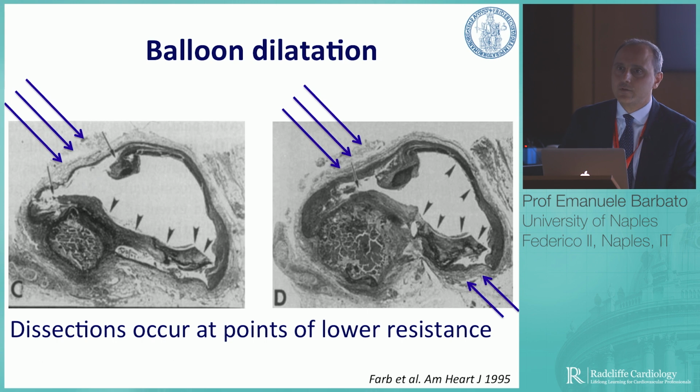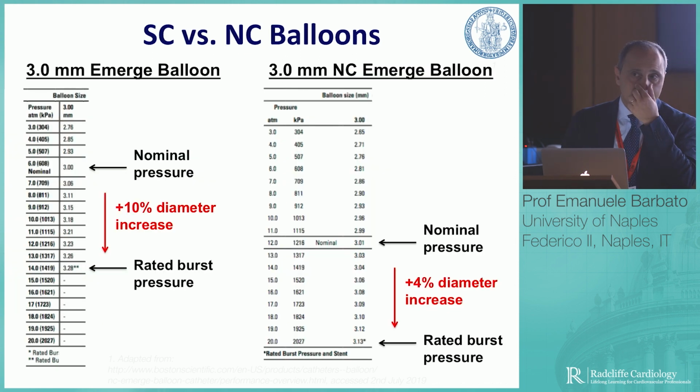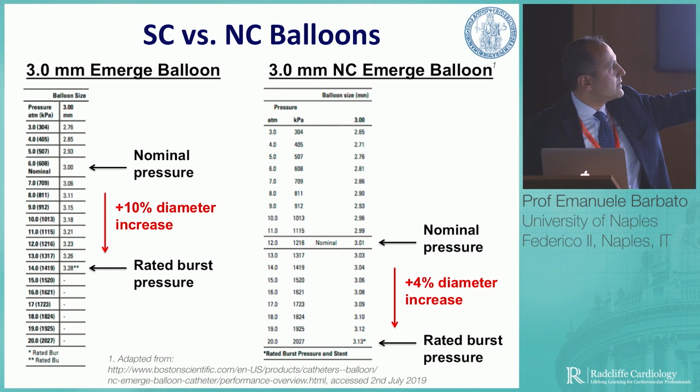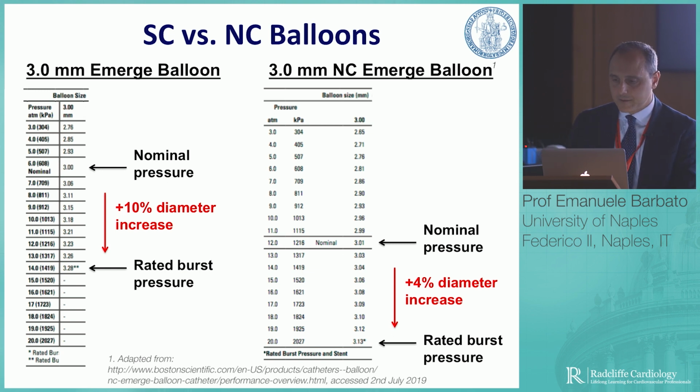That is why when we use semi-compliant balloon, the chances that the balloon will grow in diameter is much higher than with non-compliant balloon. And if it grows not where you want, not where the most calcified part of the vessel is, that is why you might have a higher chance of vessel rupture by using semi-compliant balloon. This is just to remind you of the difference between nominal pressure and rated burst pressure, between semi-compliant balloon on the left and non-compliant balloon on the right. Here you can increase up to 10% in diameter, while if you go from one pressure to another, you will more or less remain with the same diameter.